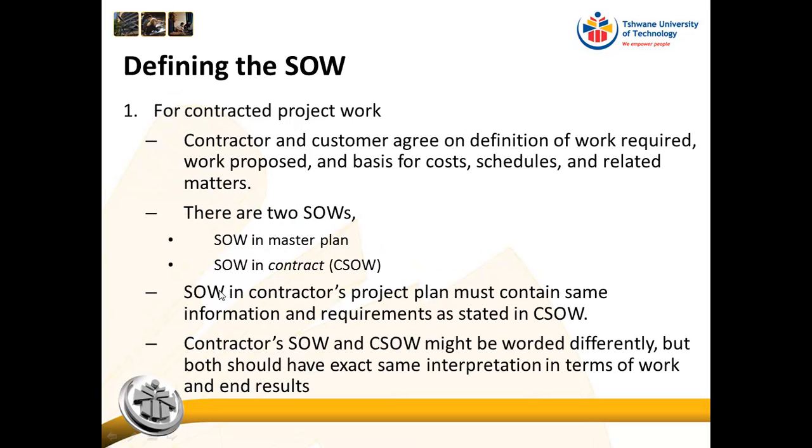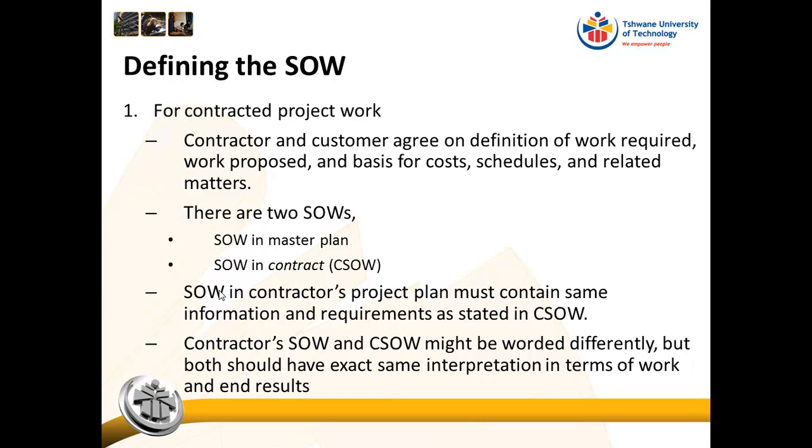So a statement of work is basically for contracted projects, and it is something which is agreed between the contractor and the customer, and it defines the work required, the work proposed, the basis of cost, schedules, and related matters. And there are two statements of work. So there is the statement of work in the master plan, which is the master plan of the client, and then there is the statement of work in the contract. So this is the part of the work that the contractor is going to do.